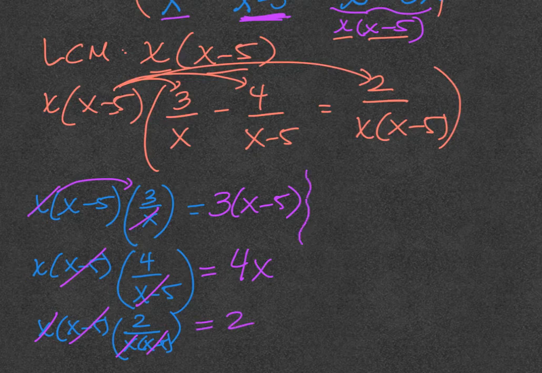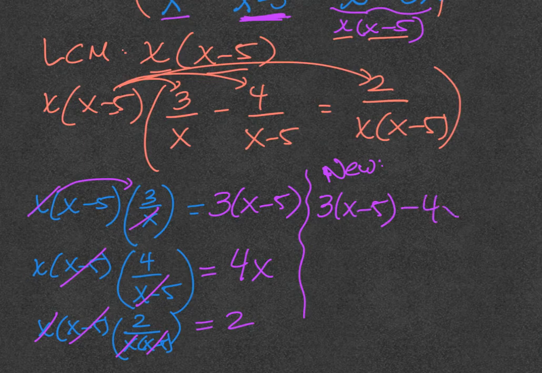So I'm going to come over here and come up with my new equation. Once I multiply through with my LCM, my new equation is 3 times x minus 5. Then I'm going to bring down the minus, and that term became a 4x. I'm bringing down my equal sign, and that became a 2. So I had originally a rational equation at the very beginning, and now I have, this one happens to be a linear. I could get a linear or I could get a quadratic at this point, but this one's a linear equation that now I can start solving.